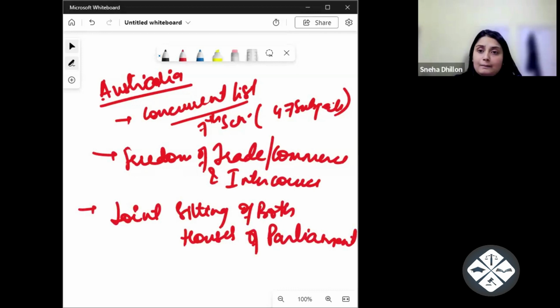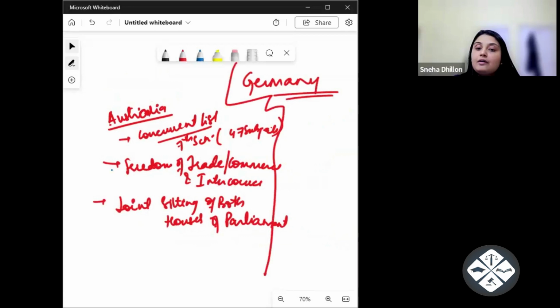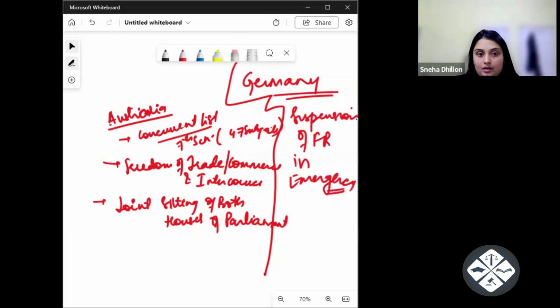Okay, now coming to the Constitution of Germany. One thing that we've taken from Germany is the concept or the idea that during the time of emergency, fundamental rights can be suspended. So suspension of fundamental rights during emergency has been taken from Germany. Fundamental rights to be suspended has been taken from Germany.